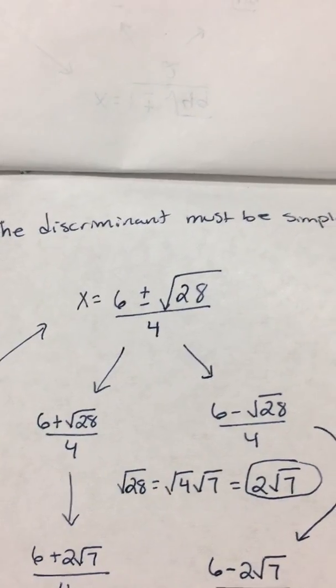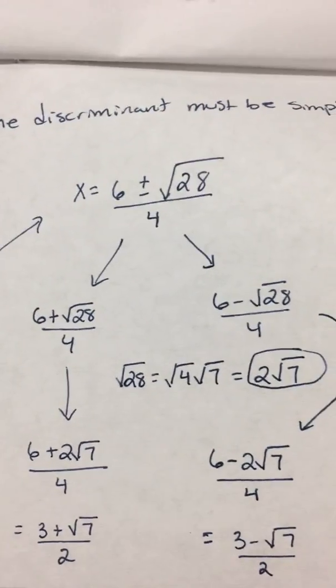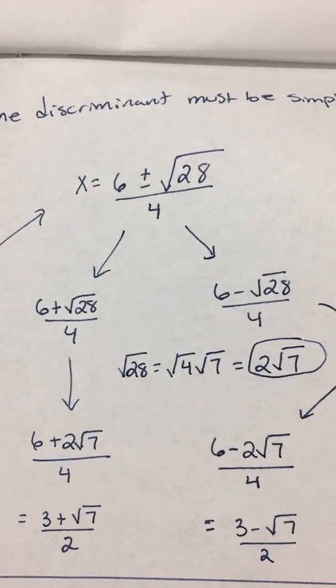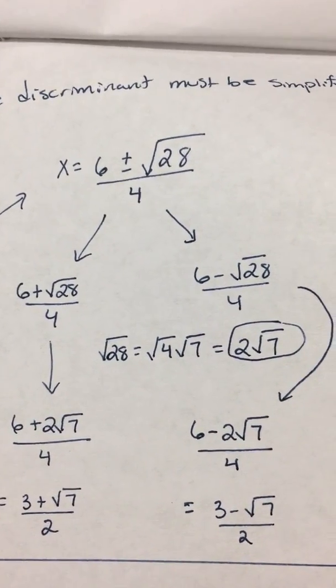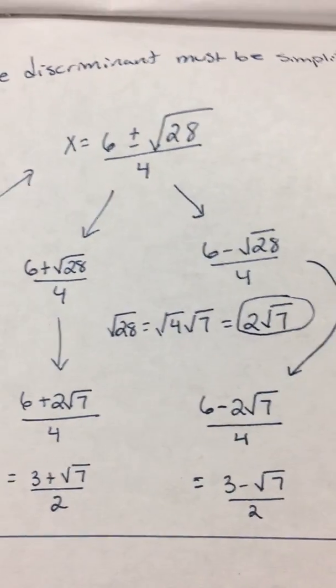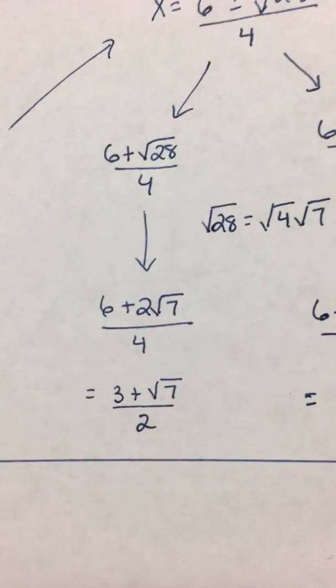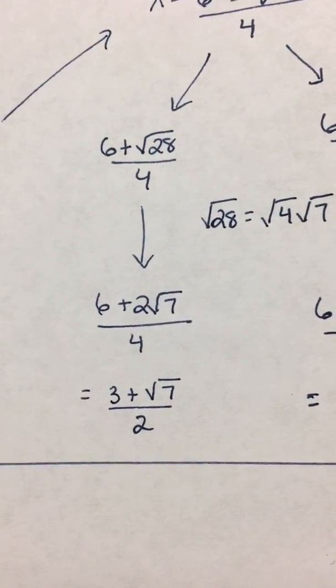And we get 28, which is not a perfect square, so you have to simplify it. Here I broke it up first into plus and minus. And for radical 28, the two factors I use are radical 4 and radical 7, which simplifies to 2 radical 7. Then over here I work it out with the plus. 6 plus 2 radical 7.